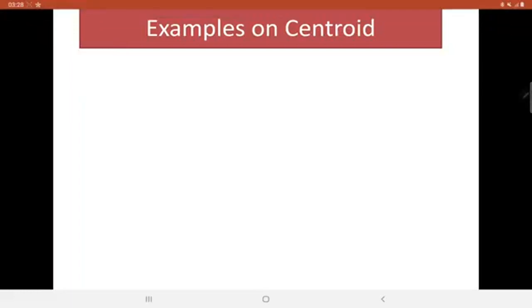Namaskaram. Hello everyone. In this class, we are going to discuss some of the numerical examples on centroid.